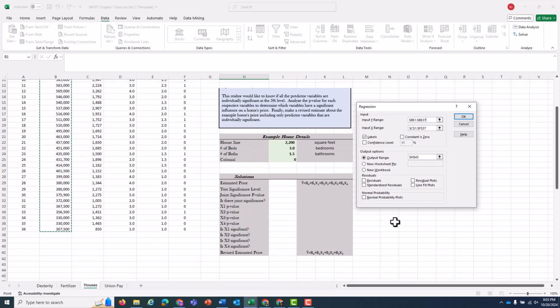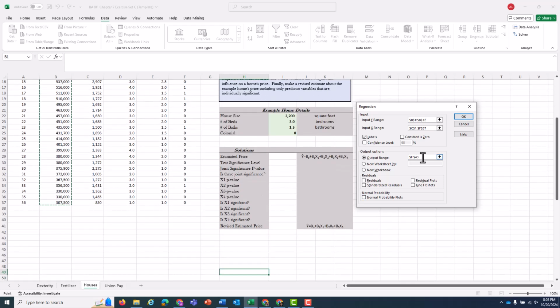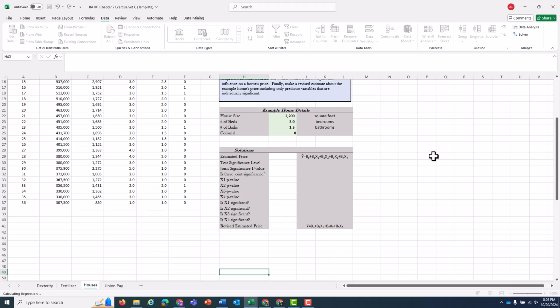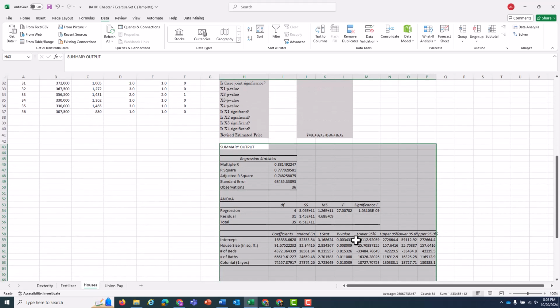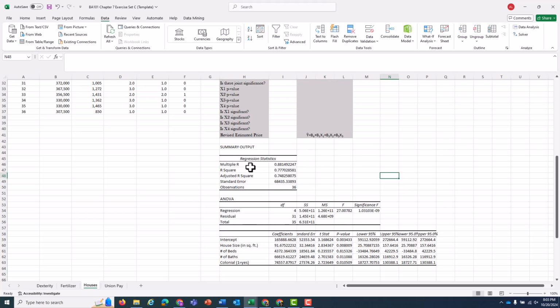And for an output range, I want to put this in a spot that's immediately underneath the table that I'm working with. So I'll go with cell H43. And when I hit OK, I should get my regression return, my summary output. And I did. There's all of our information. We have our goodness of fit up here from our R square, etc. We have our ends and some information that we're going to use later about our significance.